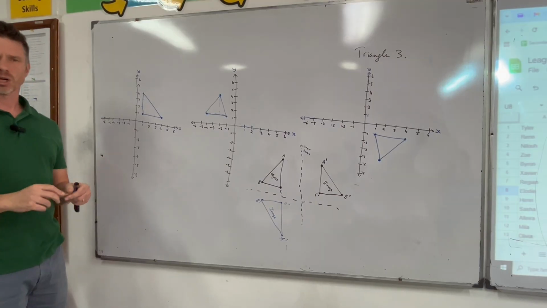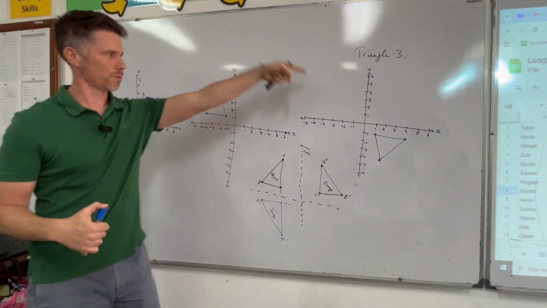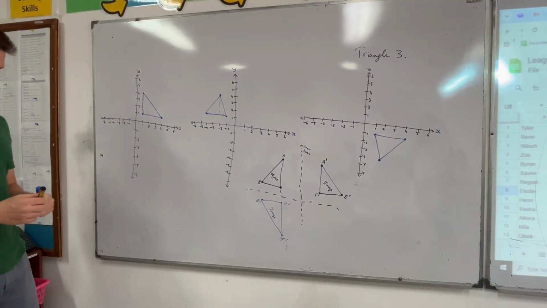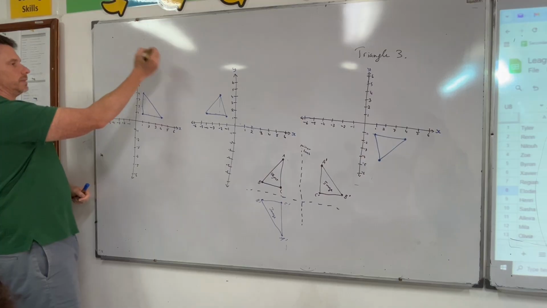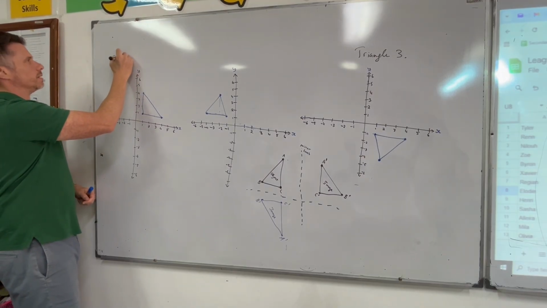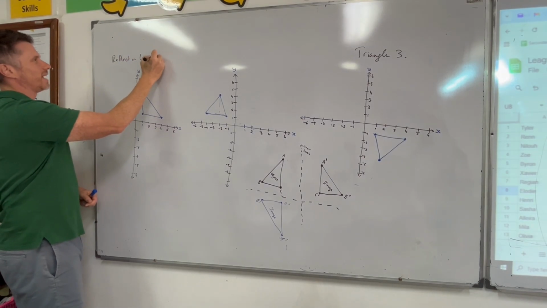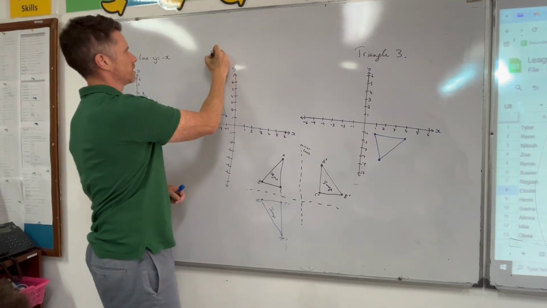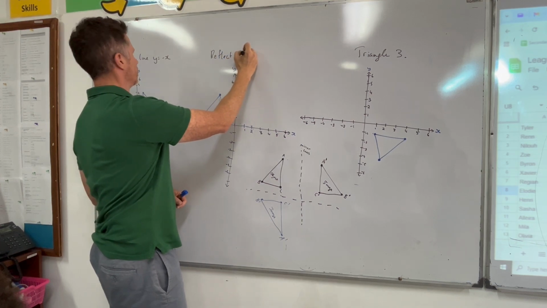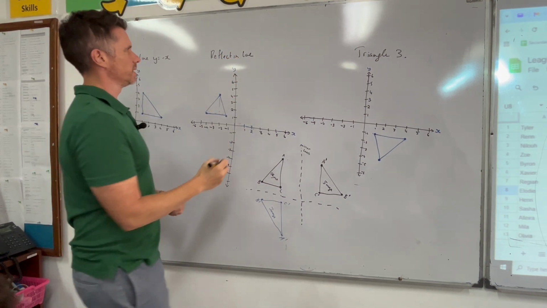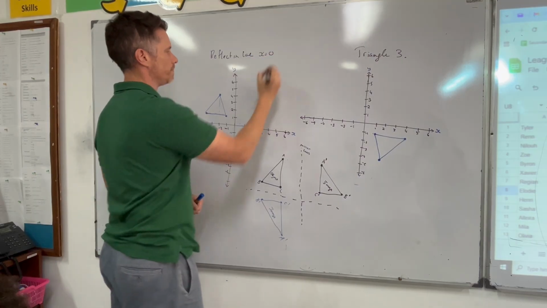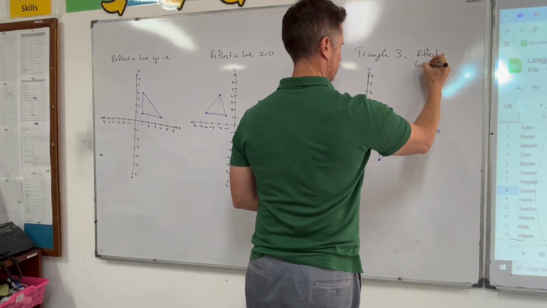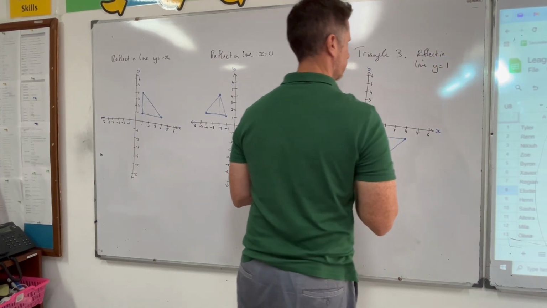Okay, so that's if it's not on a Cartesian plane or a coordinate diagram. Let's do it now on the coordinate diagrams. I'm going to reflect this first one in the line y is equal to negative x. I'm going to do that one in a second. I'm going to reflect this one in the line, let's pick a nice line, x equal to 0. And reflect this one in y is equal to 1. Okay?